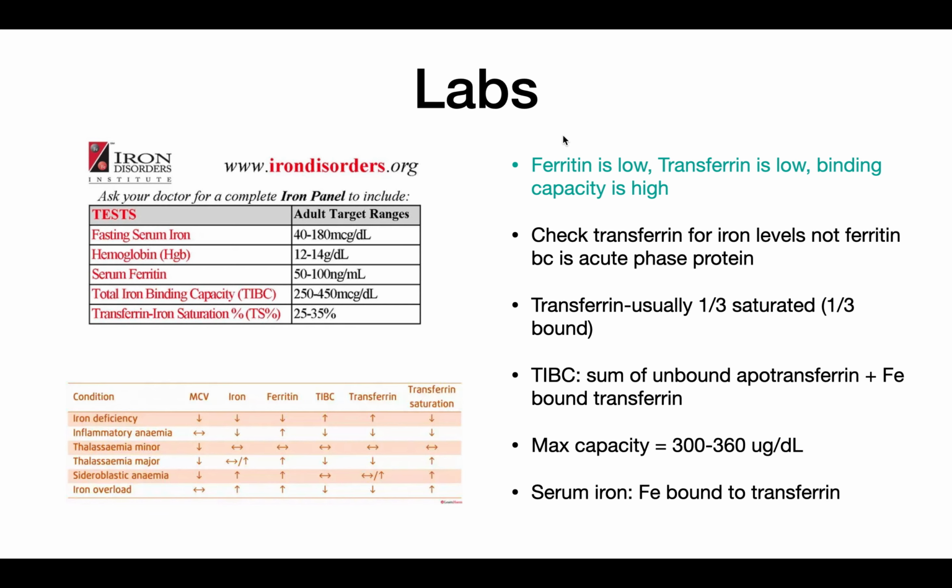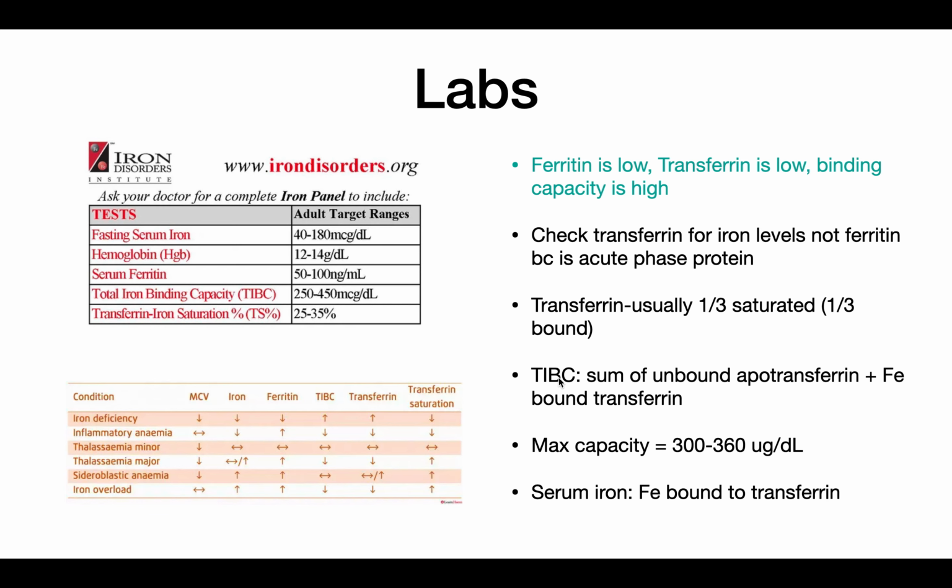So once again, ferritin is low, transferrin is low, but the binding capacity is high. Hemoglobin is going to be initially normal, but then eventually it's going to be low. So you want to check the transferrin for the iron level, not ferritin, because ferritin is going to be an acute phase protein. It doesn't mean anything. It's non-specific.